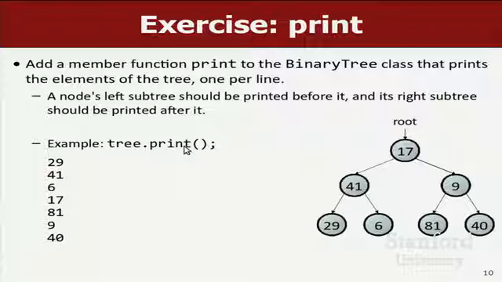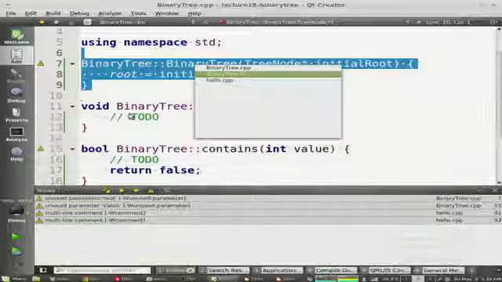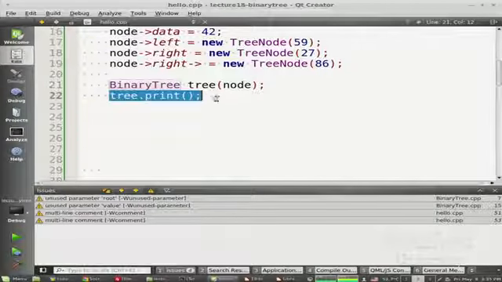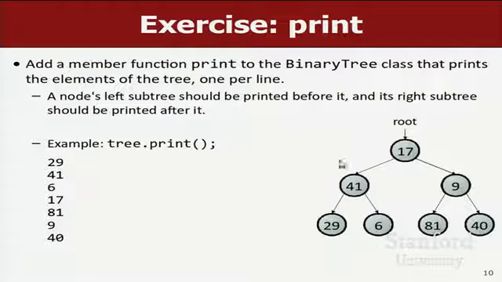Let's talk about printing the tree. So here's what I want to do. I want to write the body of the print function so that when I say tree.print, like in the main out here, if the tree contains content like this, I want it to print all the elements out like that. Now you might say, well, why did they come out in that order?